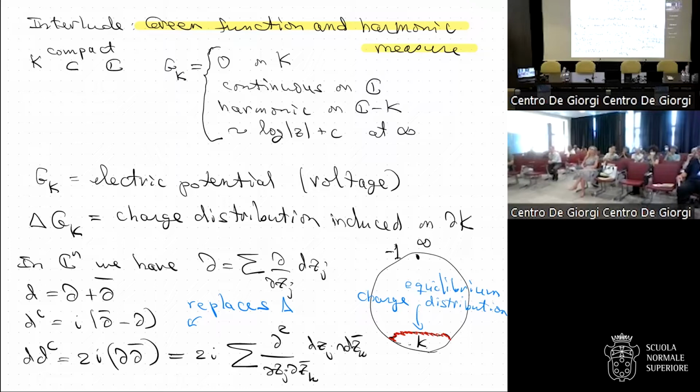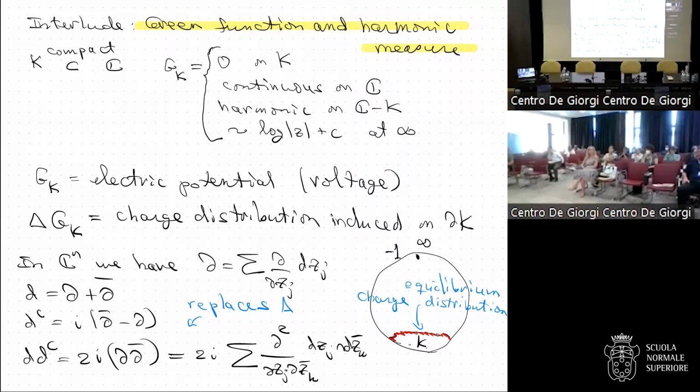I'm now in 1 dimension. I mean, life is infinitely simpler in 1 dimension, I would say. It's going to be globally continuous. It'll be 0 everywhere on K. And as you leave K, it's harmonic. And it's harmonic looking like log Z plus a constant as you get out near infinity.